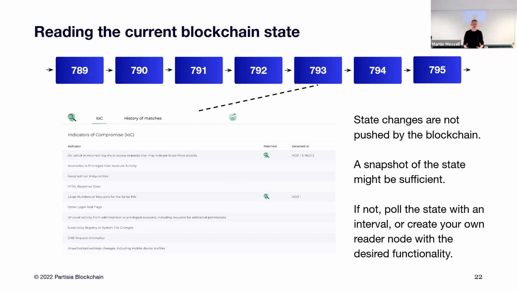Or, if you set up a custom reader node, you could have that server actually push down changes to your front end. But of course, it's more complex than the others, once again. But it's something we have to consider when we create these front end applications. How do we get the state from the blockchain, and how do we keep it live?